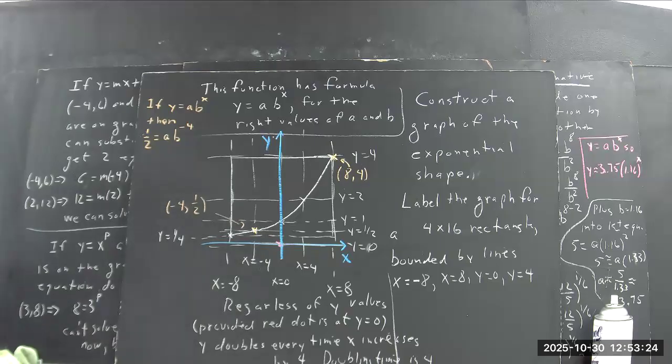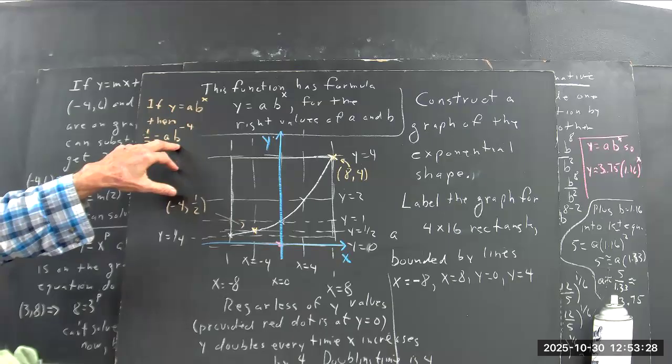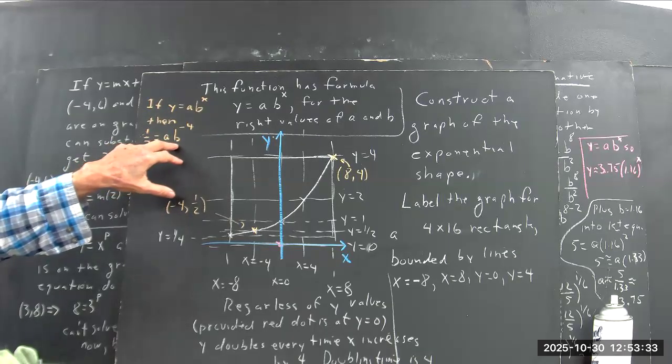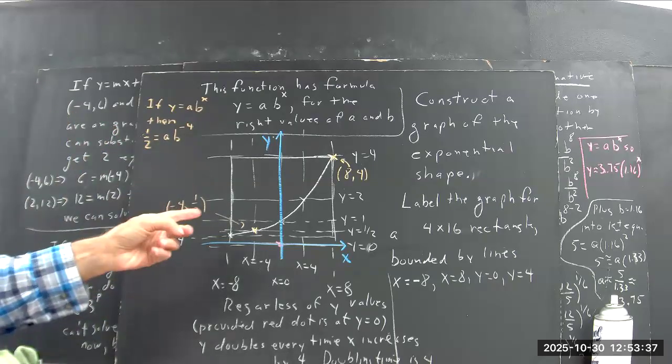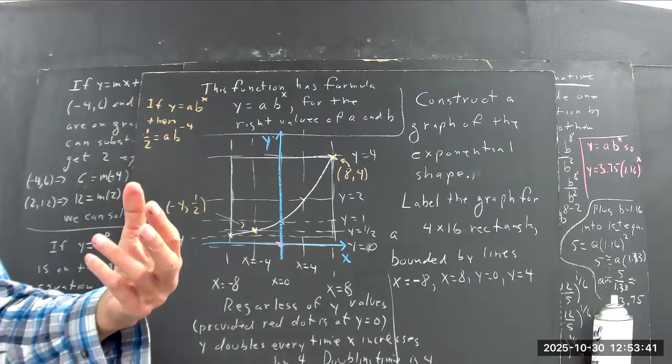Now, can you solve this equation for a or for b? Well, you can't figure out what a and b are just from this one equation. You have two unknowns in the equation, a and b. You need a second equation.